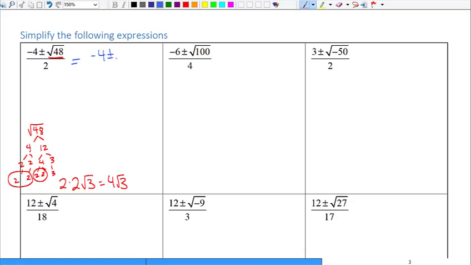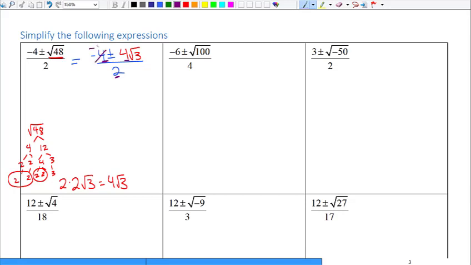Negative 4 plus or minus, and then we have the root 48, which I know reduces to 4 root 3 because I just worked on it, over 2. Okay, do I have an i? Well, no, so I don't have to split it up. But I do have to reduce. So here 4, 4, and 2. Can 4, 4, and 2 all be reduced by some value? Yeah, they can, and I can divide everyone by 2.